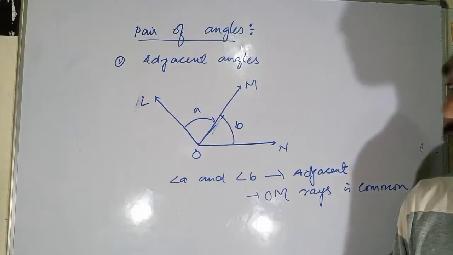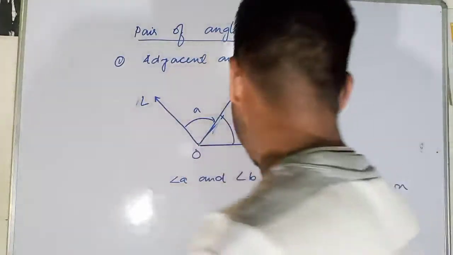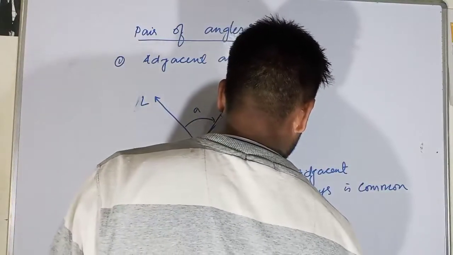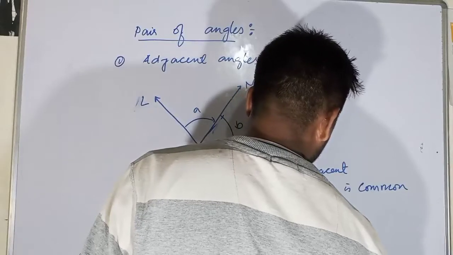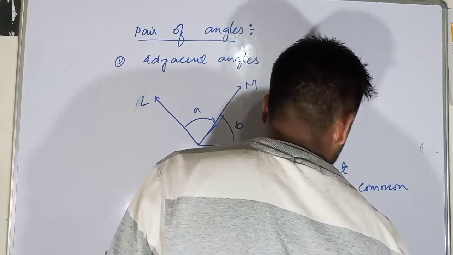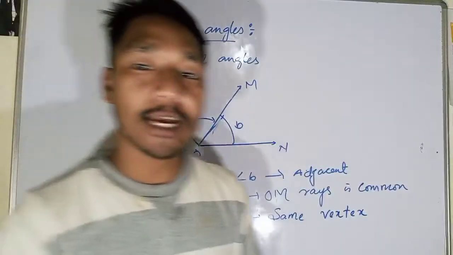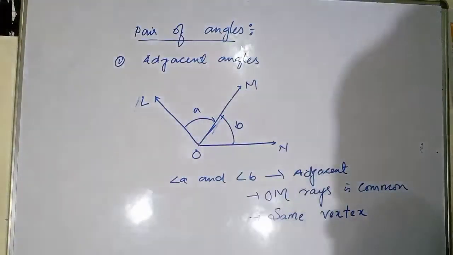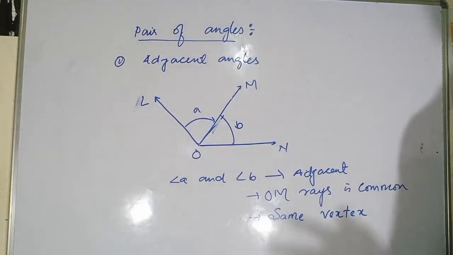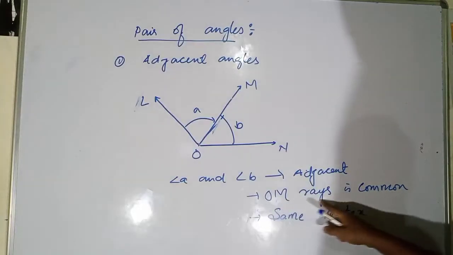The two angles have the same vertex. Adjacent angles will have a same vertex, and one arm is common. This is what a ray.